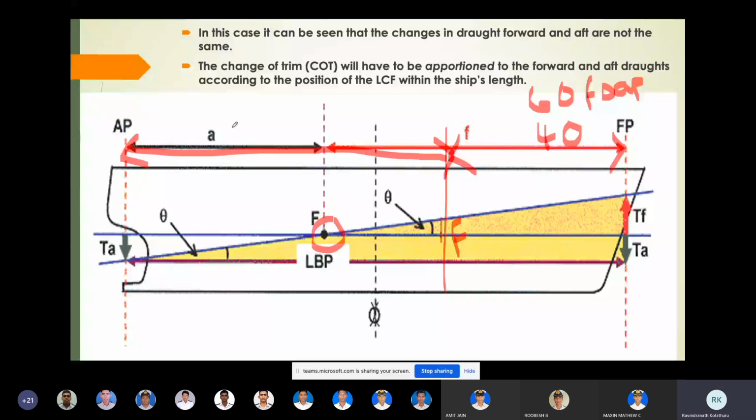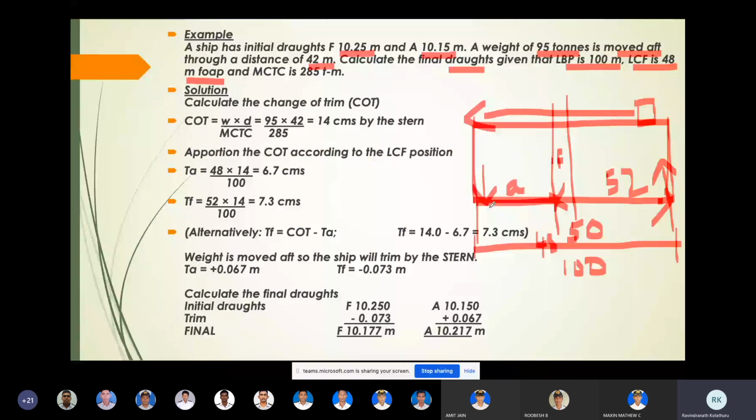Now, as we go slowly into other problems, this value of F matters, where it is, whether aft of midship or forward of midship, because we will go into multiple weight problems. That time it matters. But for the time being, you just have to worry about what LCF is and where it is, that's all. In our case, we know A is 48 and we found small f to be 52.